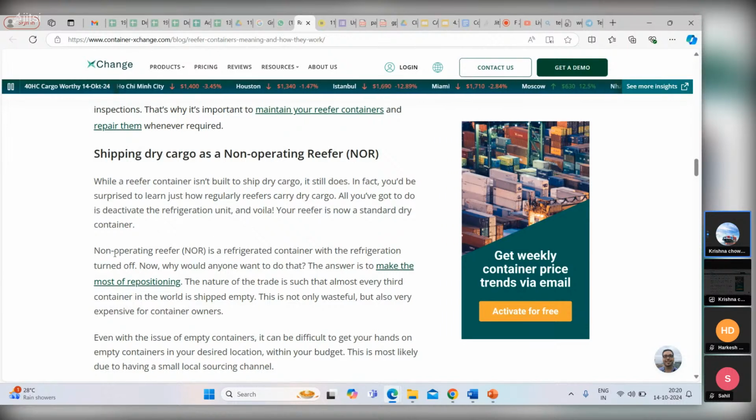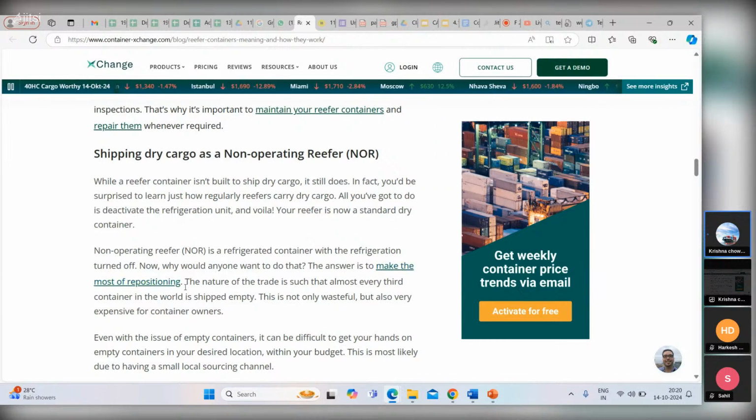Then the non-operating reefer container. It's a refrigerated container with the refrigeration turned off. So it's a reefer container, but you're not using the reefer unit. The cargo is maybe dry or something. Now, why would anyone want to do that? The answer is to make the most of repositioning. So you brought some containers from China to Singapore, and the items you want to transfer are so expensive you cannot keep them. So then you use this option for the container. It's a dry container.